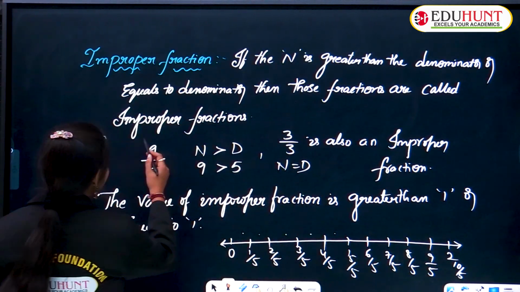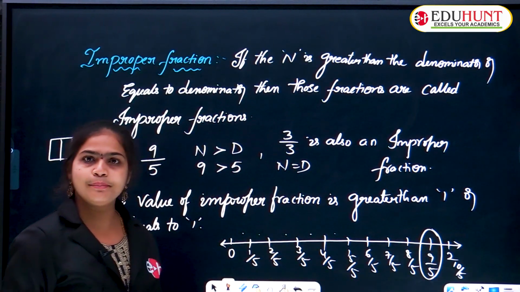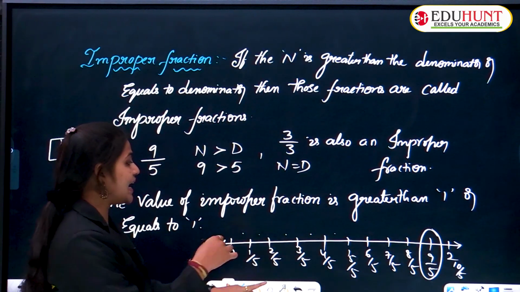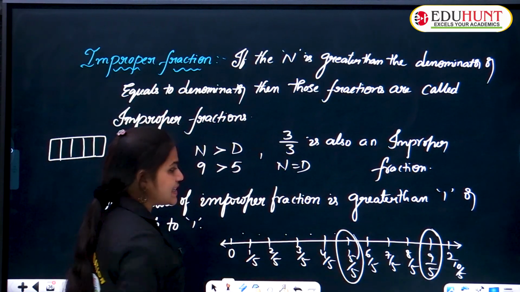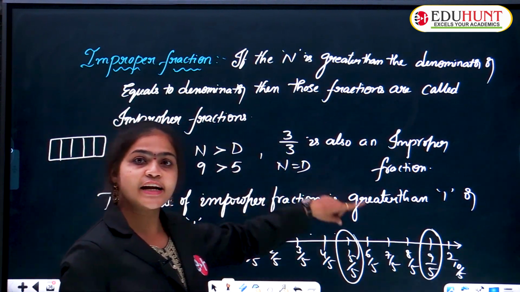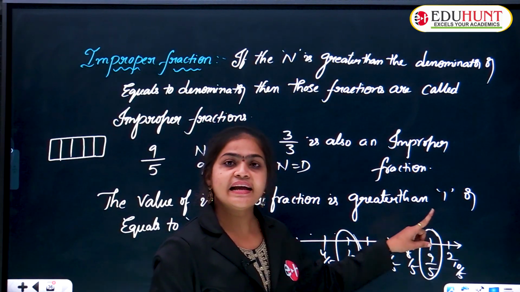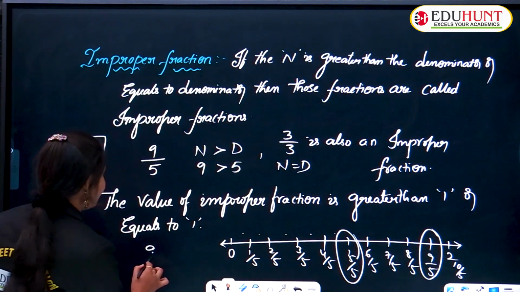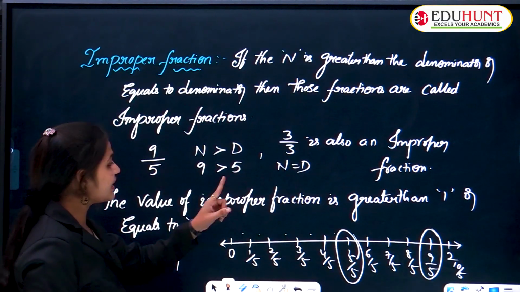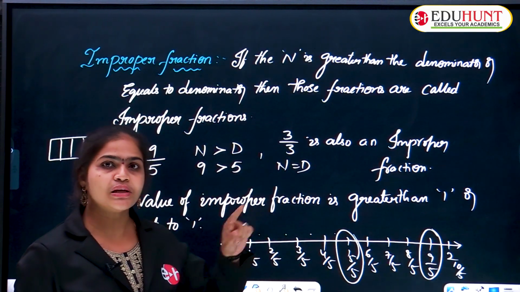Now here we are taking 9 by 5. Here it is. What are we saying? The value of an improper fraction is greater than 1. Actually here 1 is there. 9 by 5 lies to the right side of 1. That's why 9 by 5 is greater than 1, so its value is greater than 1. Understood? In which cases is the value equal to 1?